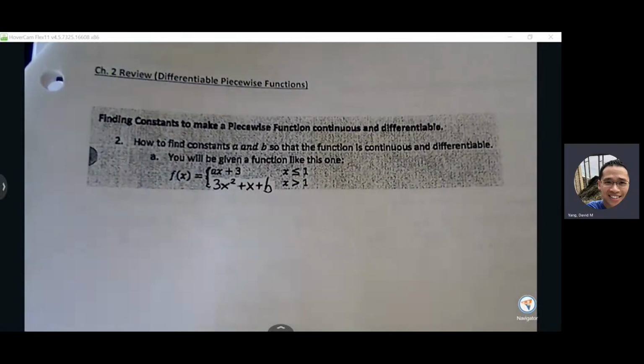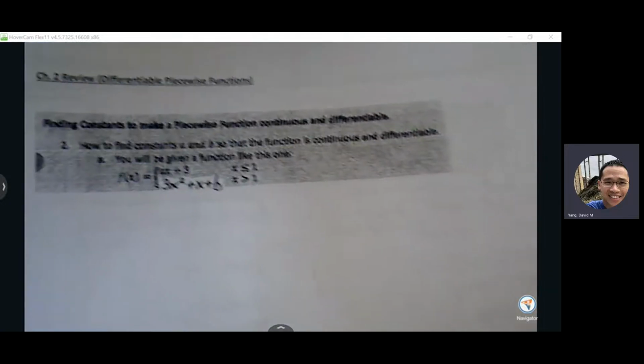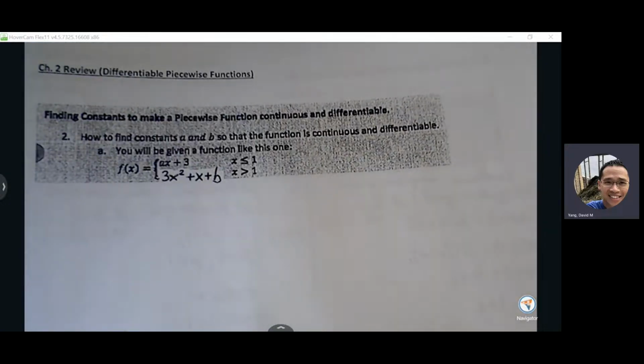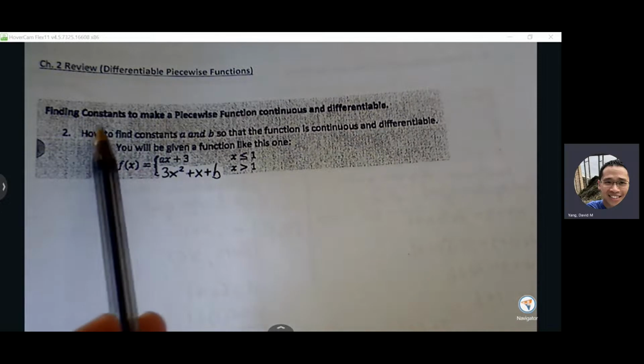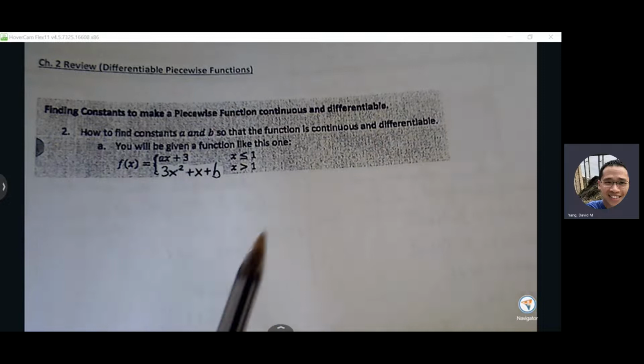Okay, so this is a very specific type of setup, but I feel like once you understand how to set this up, it's all going to feel the same. It's also a very popular type of AP exam question, so I think it's good to go through it. I'm also going to put a problem like this on the test. It says finding constants to make a piecewise function continuous and differentiable.